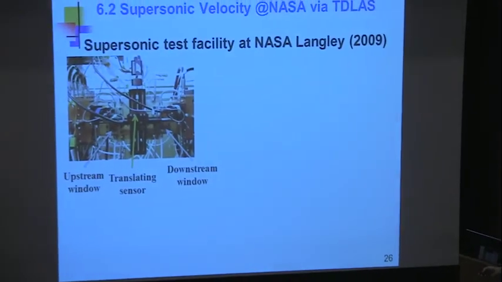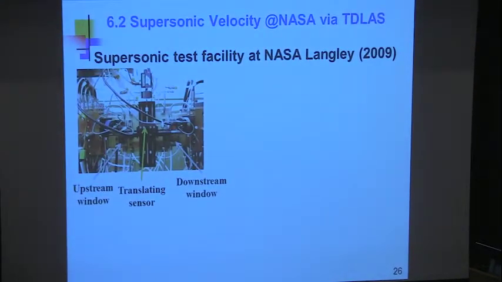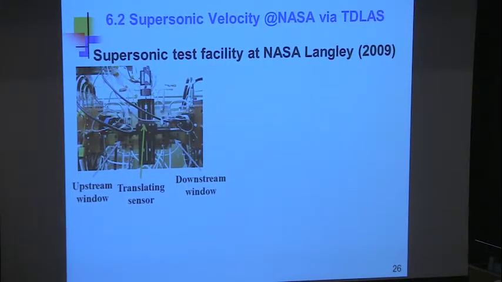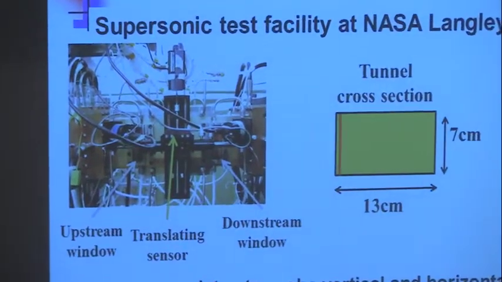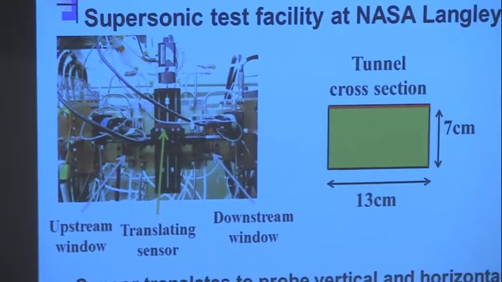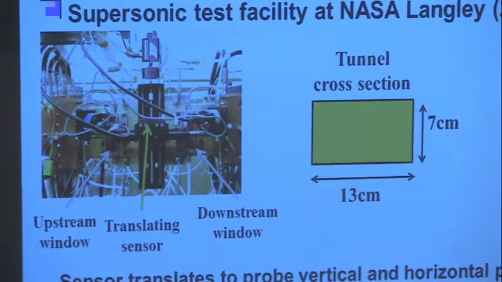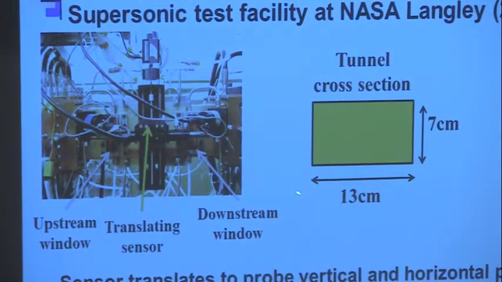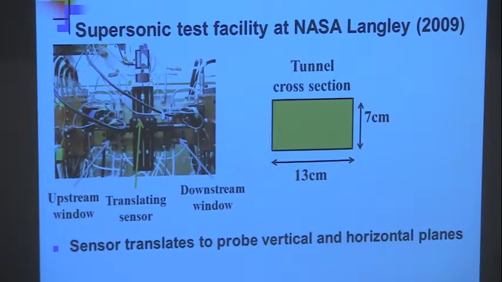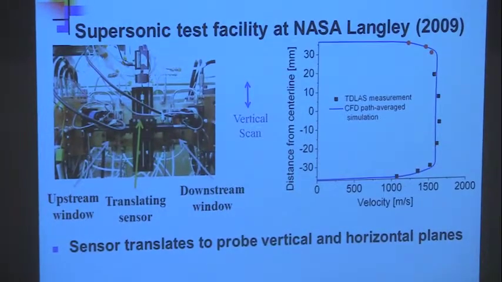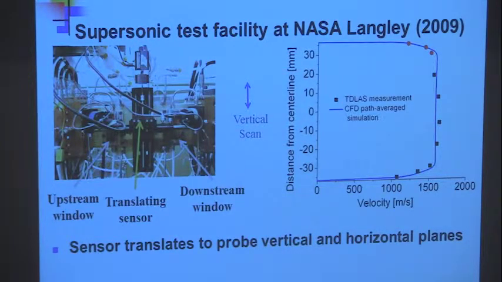So this is a sideways view with the translating sensor in place. Here it's coming into this isolator section before it enters the combustor here. This is our apparatus right here. This is just a schematic of how we would scan horizontally and vertically over the 7 by 13 cross section. Now our measurements are going to be in a plane, and they're going to be path integral values that we have to think about. So in the vertical scan, this is now the vertical direction, varying over 7 centimeters, I guess.